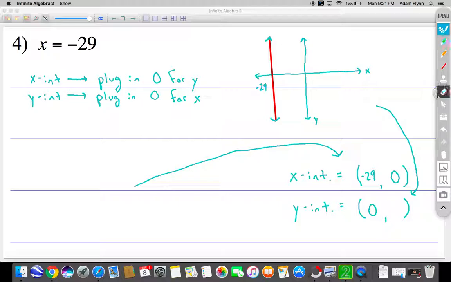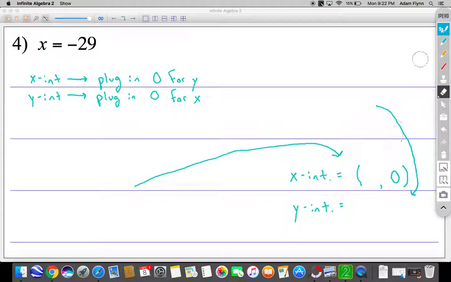So because of that, we can erase our y-intercept right here and put none. You could also put no y-intercept, because at no point will this line ever cross our y-axis. Pause video if you need more time. Okay, and I'll get set up again.